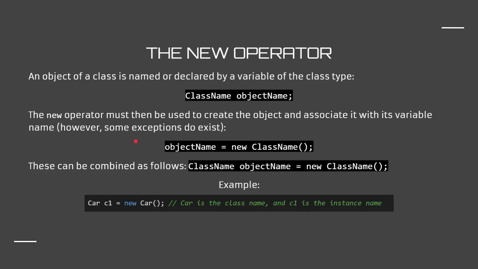So it says that some exceptions exist. For example, with strings, we said that strings are objects, but you don't have to use this syntax when you create a string. So that would be one exception, but for the most part, if you're creating objects and then making variables out of them, you're going to be initializing them just like this.